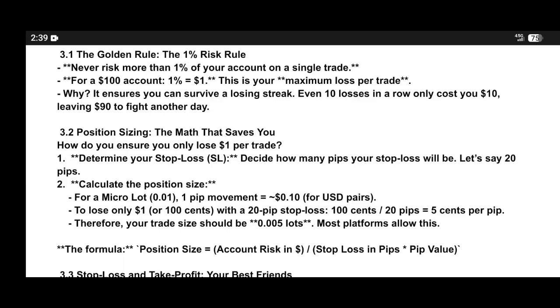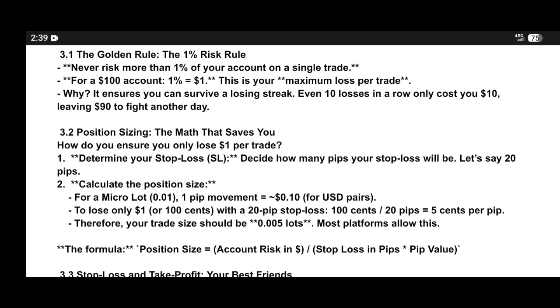So how do you ensure you only lose 1% per trade? Number 1 is determine your stop loss. Decide how many pips your stop loss will be, whether it is 20 pips or 30 pips, based on your risk. Are you getting me? Then number 2 is calculate your position size.